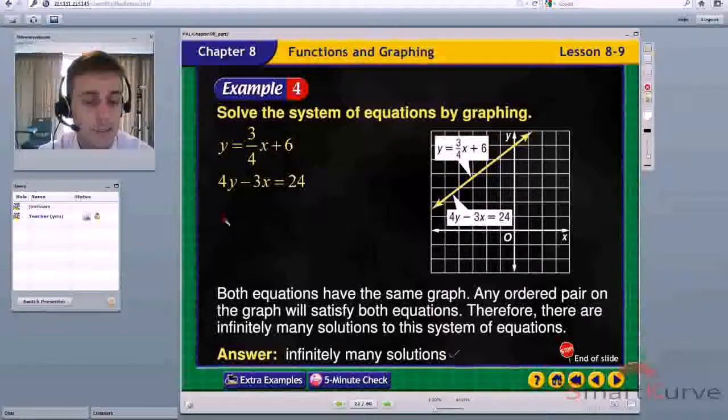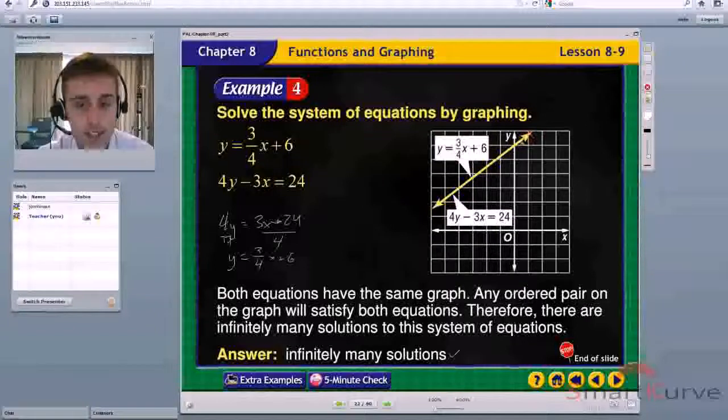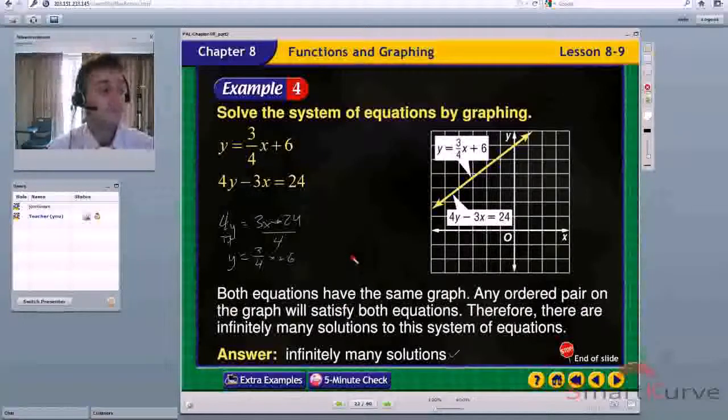If we rewrite this, we have 4y equals 3x plus 24. Divide all by 4. And we have y equals 3/4 x plus 6. That is the same as our first one. They are the same lines. They have the same coordinates. There are infinitely many solutions. They intersect at far more than one point. Any ordered pair will be on both lines.